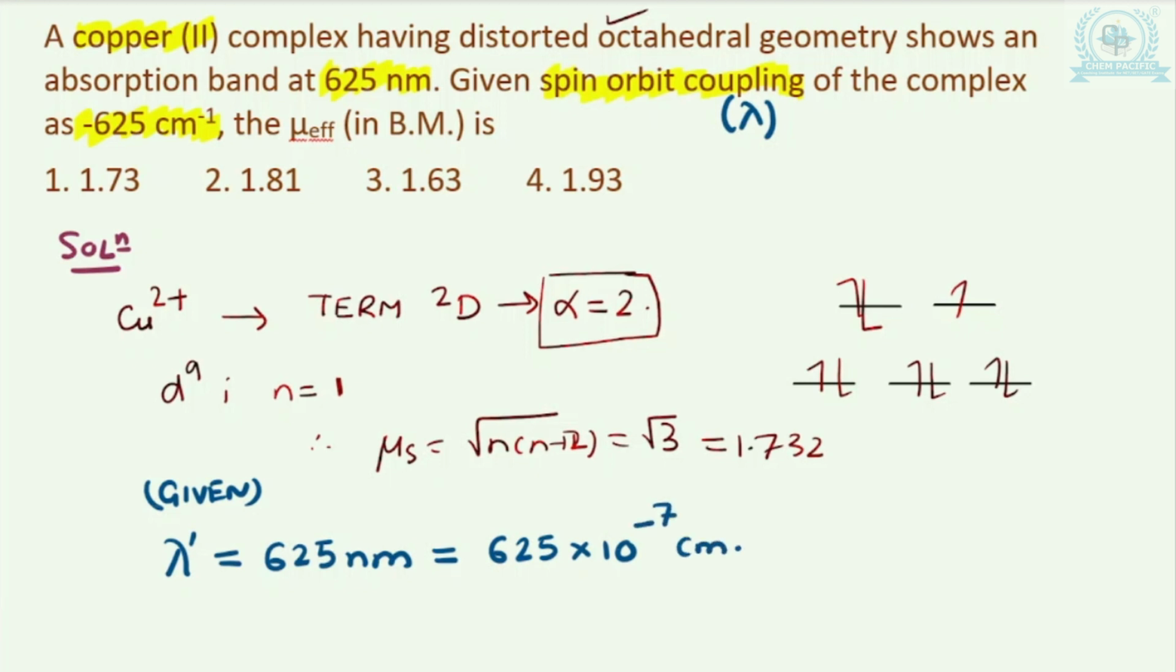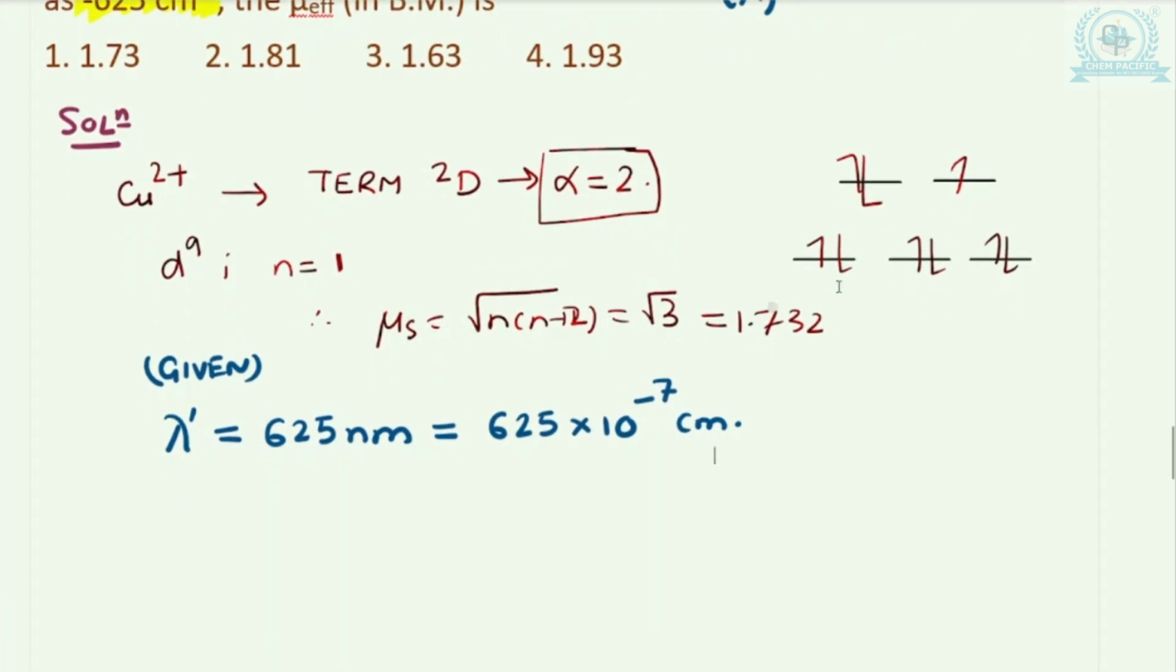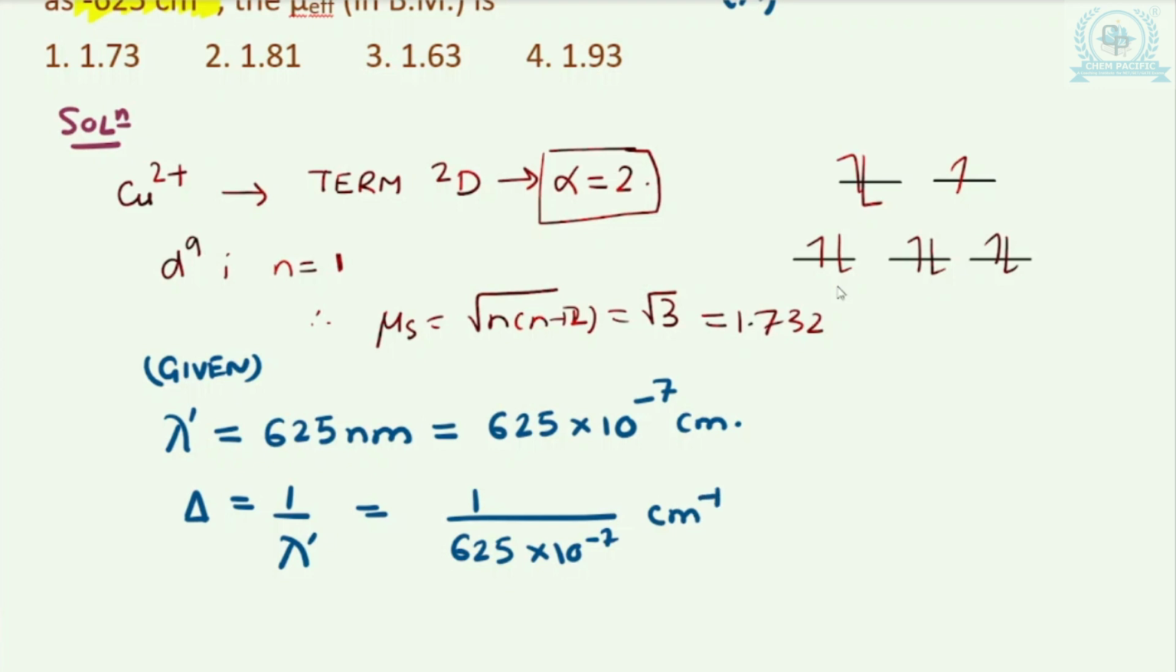So therefore, what did I tell you? You must be knowing that delta value is equal to 1 by lambda dash, which is equal to 1 by 625 into 10 to the power minus 7 centimeter inverse. That means if the unit of lambda is centimeter, therefore the unit of delta, which is 1 by lambda, is 1 by centimeter. The unit of delta will be centimeter inverse.